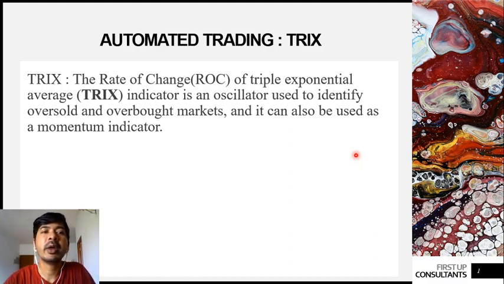Myself Vaibhav. In today's session of automated trading, we will be considering a new indicator. This is the rate of change of triple exponential moving average, and it is basically an oscillator which we use to determine whether the underlying instrument is in oversold or overbought territory. Also, it can be used as a momentum indicator, so you can utilize it to gauge whether the momentum is on the upside or on the downside.